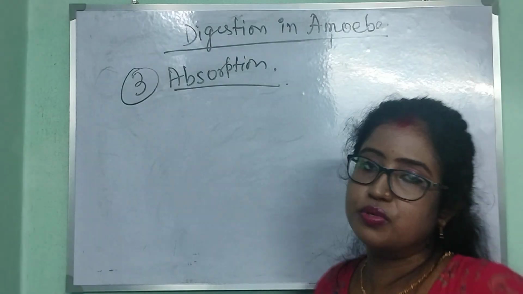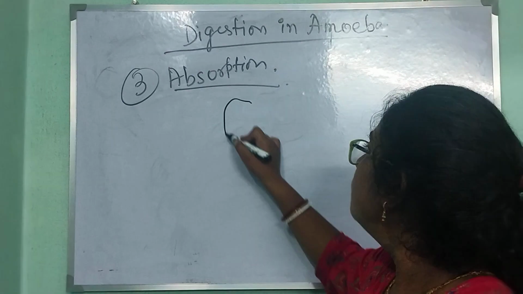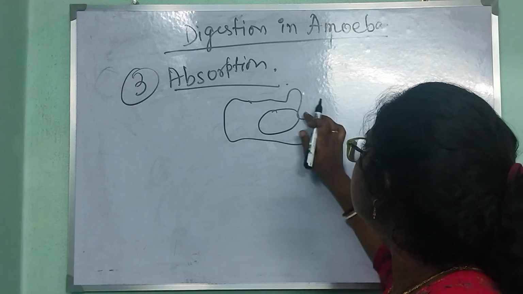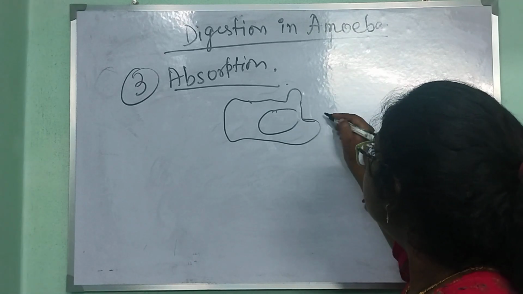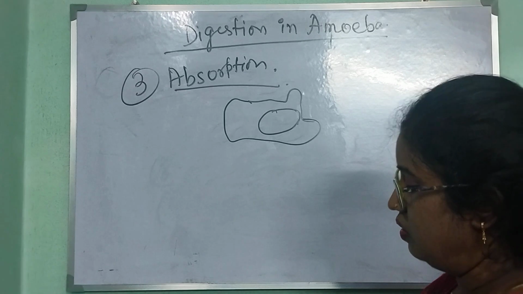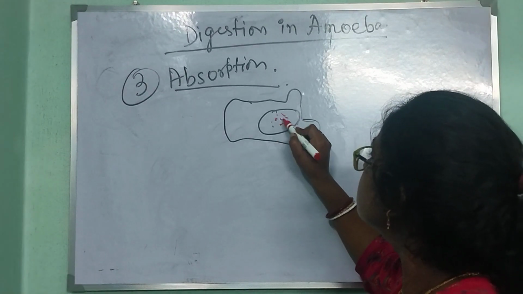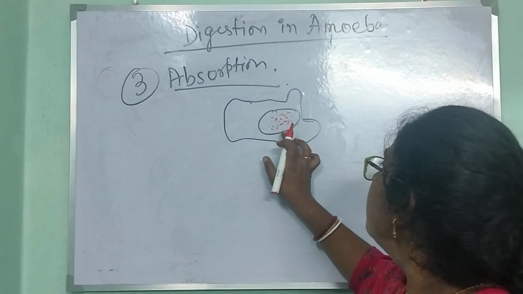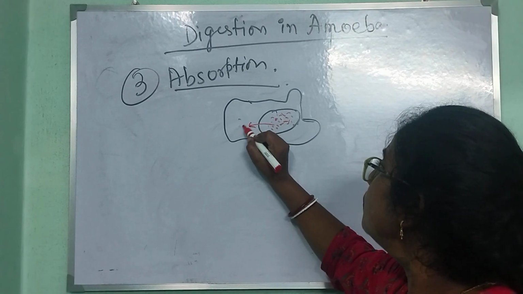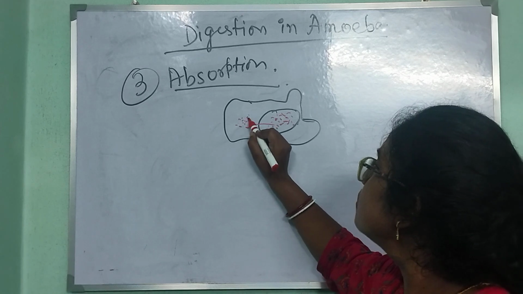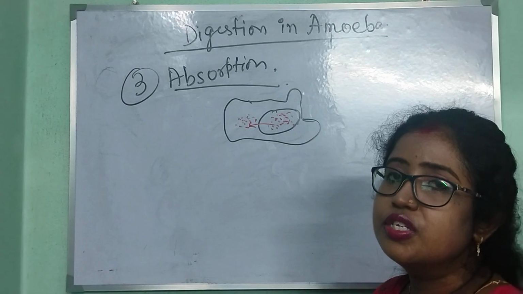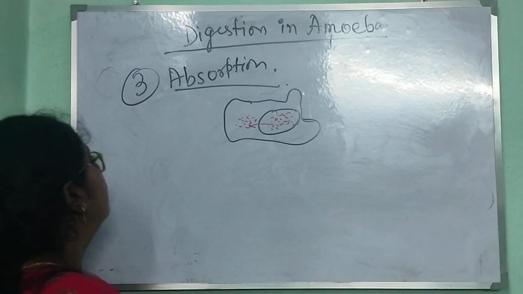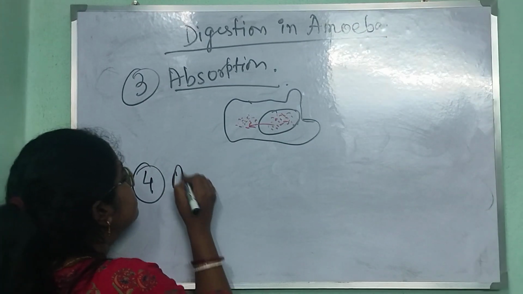So, in the absorption process, when the complex food material is turned into simpler forms, it is released into the cytoplasm. So this process is known as absorption. Fourth one is assimilation.